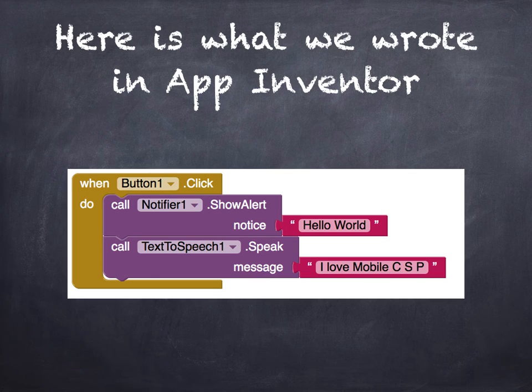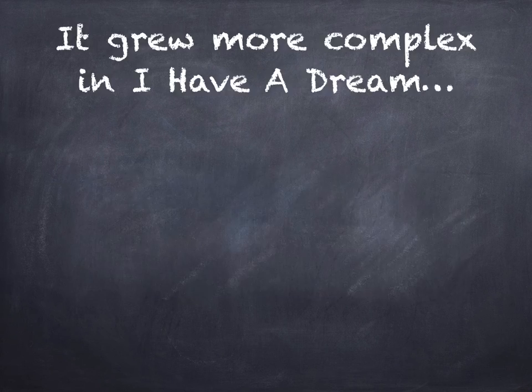When we wrote it in App Inventor, that's what we wrote. We sketched this out and we wrote exactly that using the App Inventor language. Here's the notifier, shows hello world, and here's the text to speech that says I love mobile CSP.